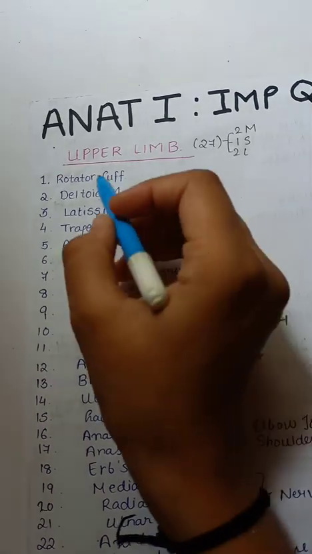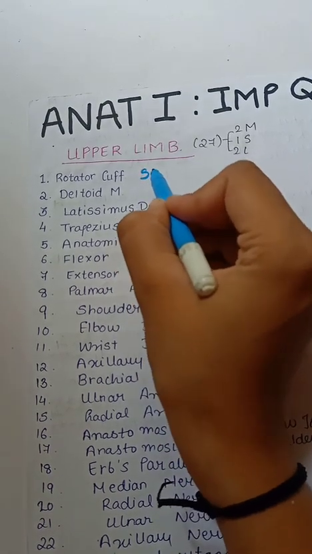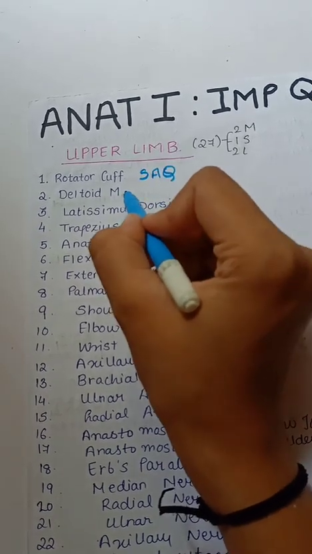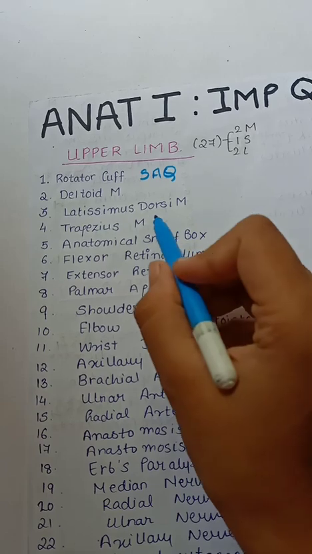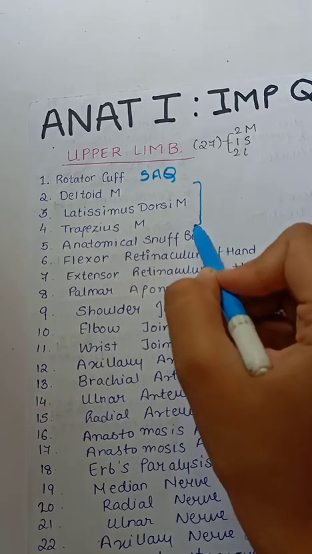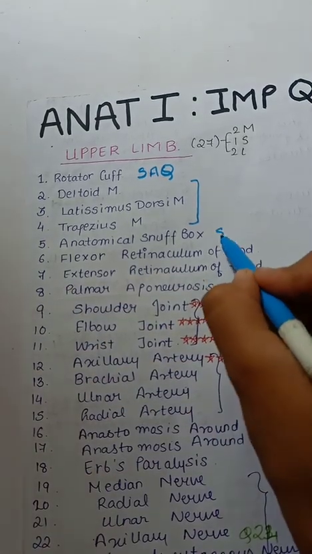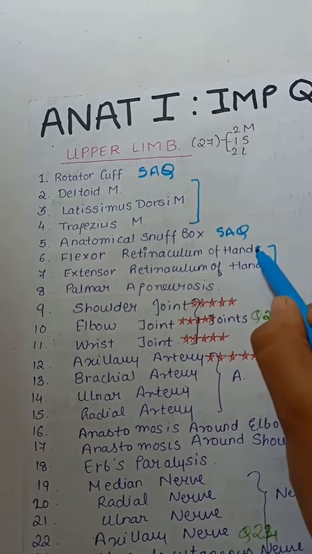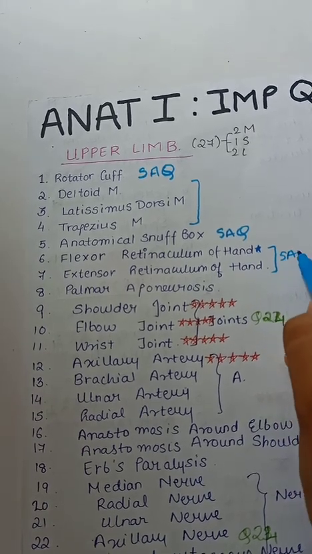So do well. Rotator cuff, which is also known as musculotendinous rotator cuff, can be asked for SAQ, and this is very important for the 5 marks question. Then deltoid muscle, very easy, and you can do it in just 5 minutes, so please check it out. Then latissimus dorsi muscle and trapezius muscle, so these three muscles are very important. Then anatomical snuff box is important, it can be asked for SAQ. Then flexor retinaculum of hand and extensor retinaculum, most important is flexor retinaculum, but you should do both. This can also be asked for SAQ.